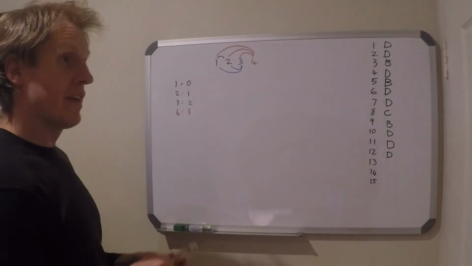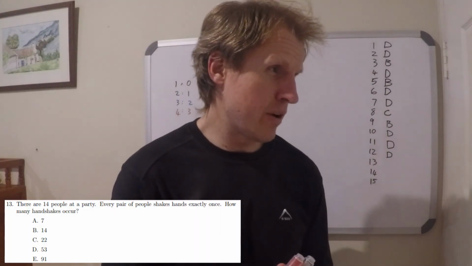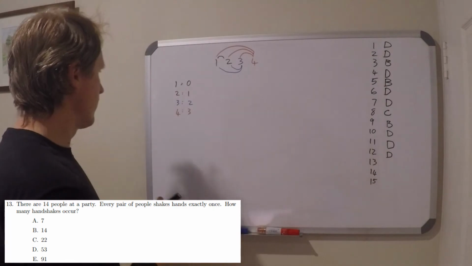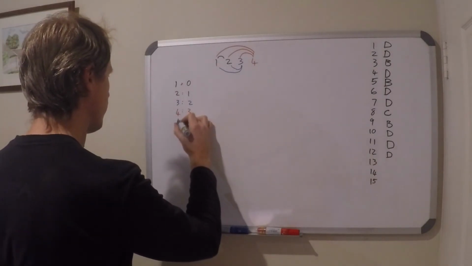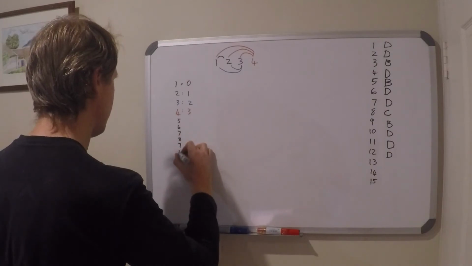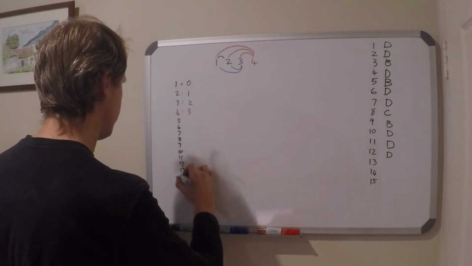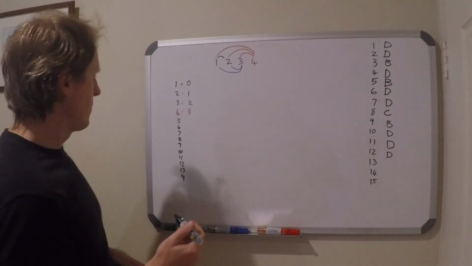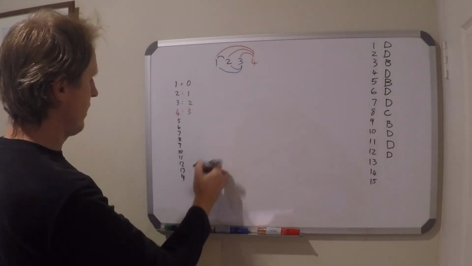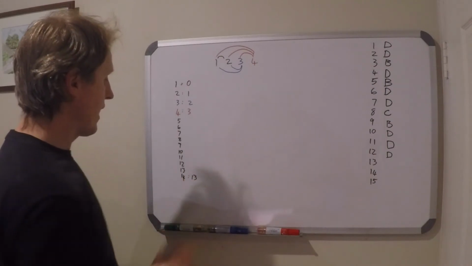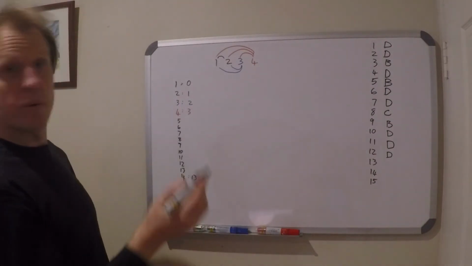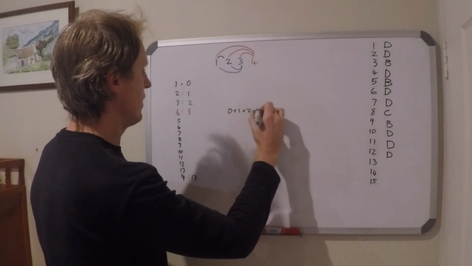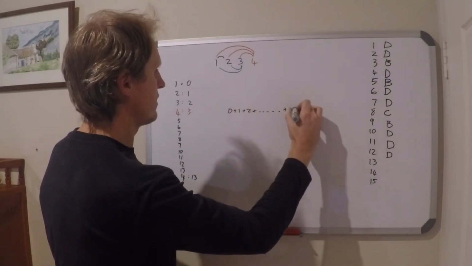Okay, so let's look at this. They say that there are 14 people at the party. So if we're going to take this up to 14, so it's 4, 5, 6, 7, 8, 9, 10, 11, 12, 13, 14. We can see that every new person must shake hands with all the people before him. So if we look here, the 14th person is going to shake 13 hands. And we could add this up, or we could do what I showed you earlier. We've got the sequence 0 plus 1 plus 2 plus up to 13.